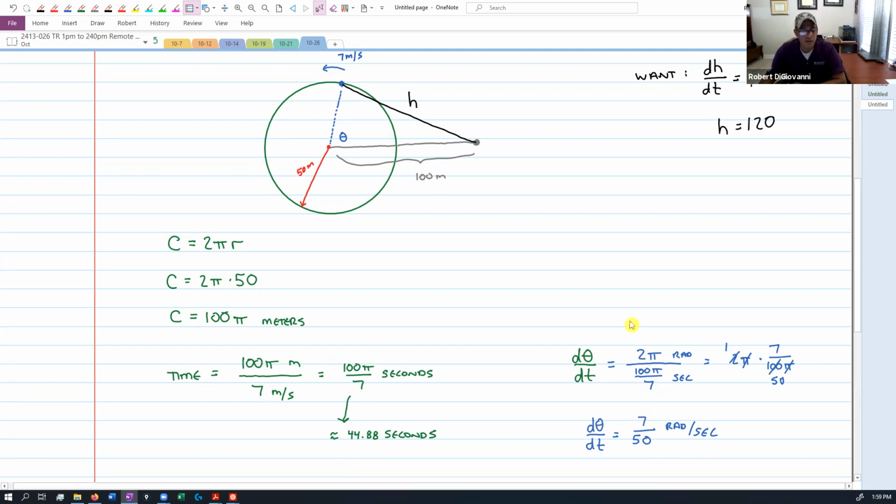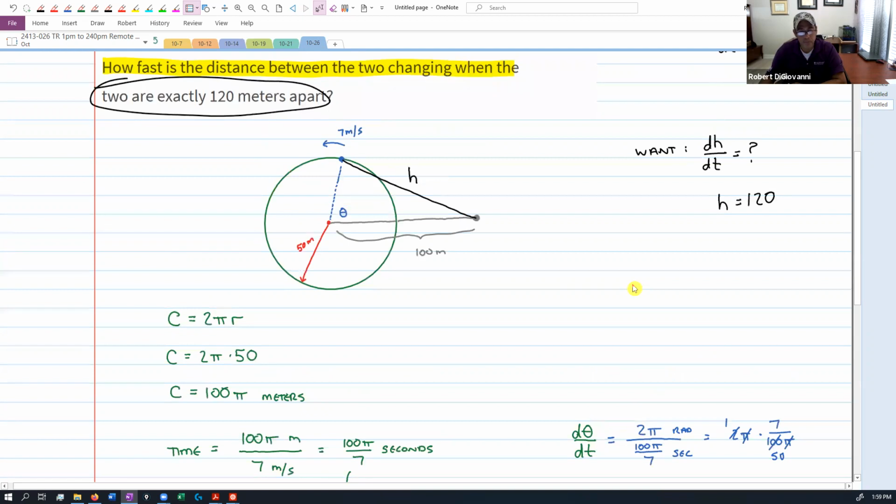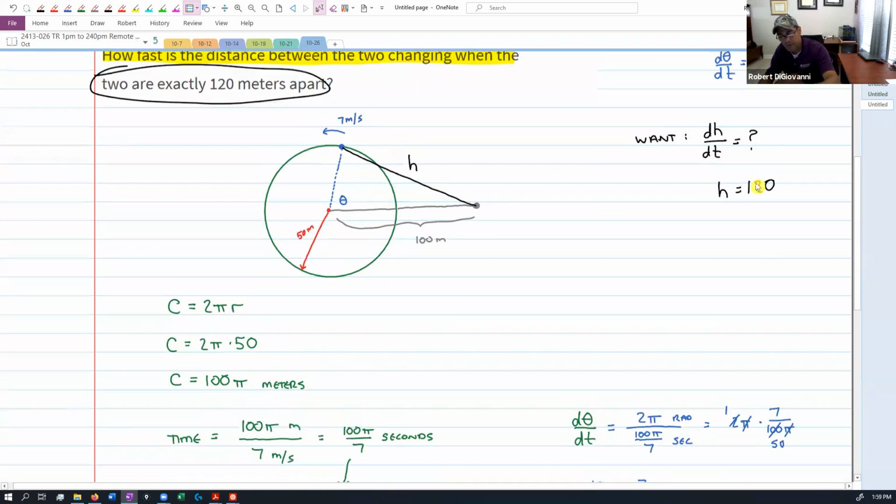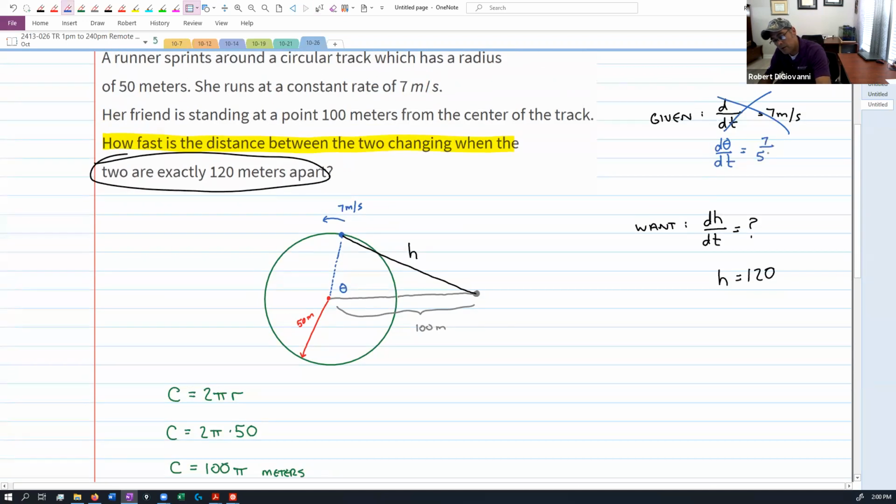Now, I know you're sitting there thinking, what the... okay? But we're actually now at a point where we can solve the problem, because our goal was to see if we could somehow relate these two together, and we couldn't figure out what to do here. But here's what we do know: d theta dt is 7/50. We were able to extrapolate that from this. And now I have theta in my picture. So can I connect theta and h together?